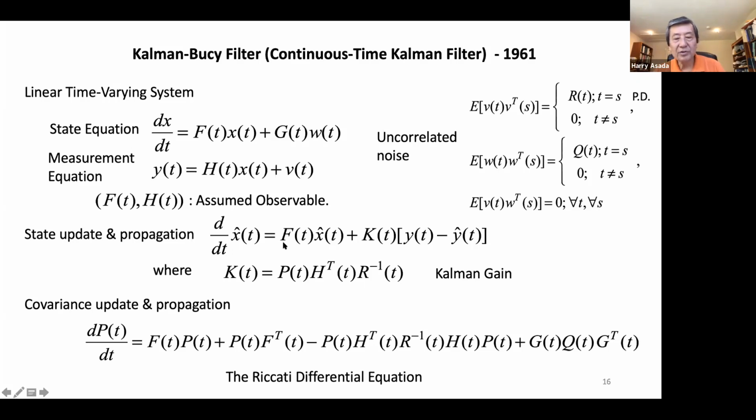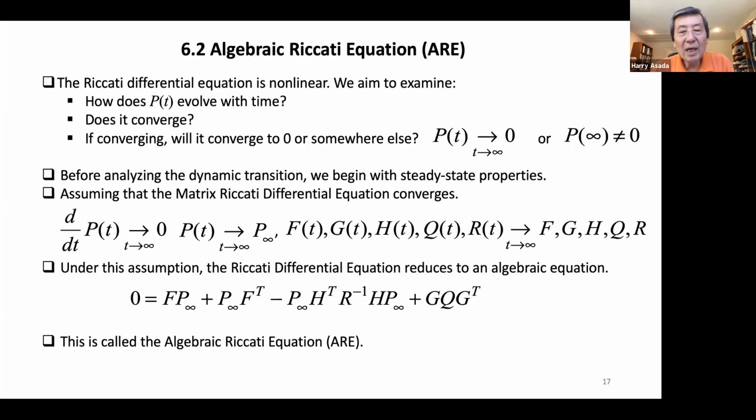Now, the state transition Kalman filter is given by this, with the Kalman gain that is given by this. The Kalman gain includes P(t), and the error covariance is governed by this Riccati differential equation. So that's actually the continuous time Kalman filter. Now what we'd like to do is to better understand this continuous time Kalman filter. So let's start with the algebraic Riccati equations.